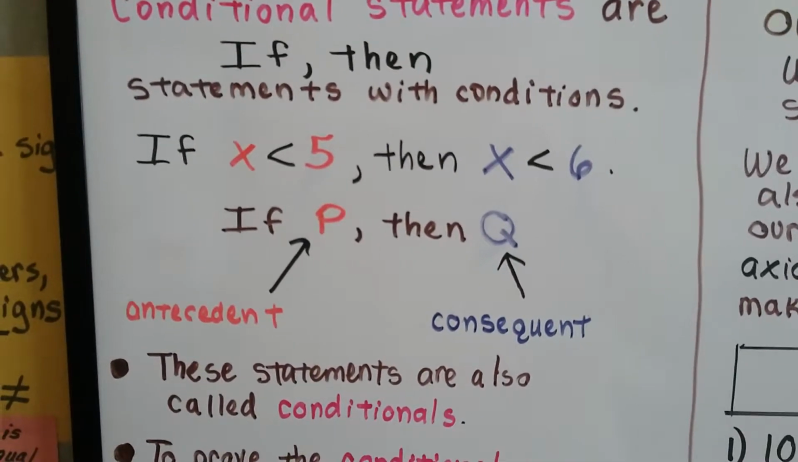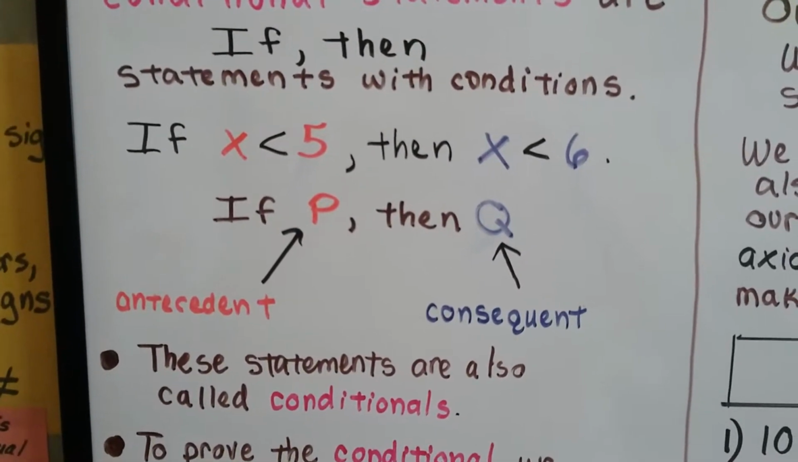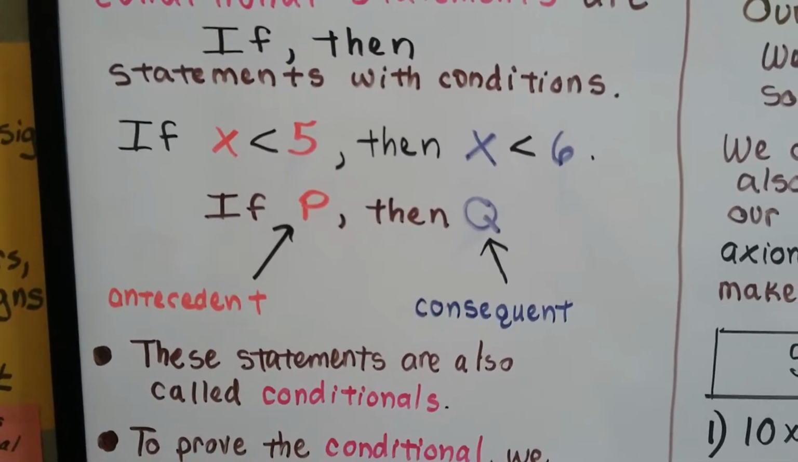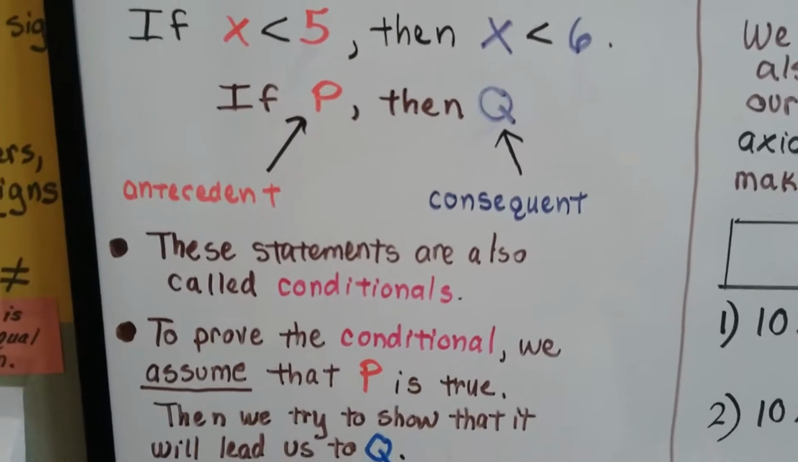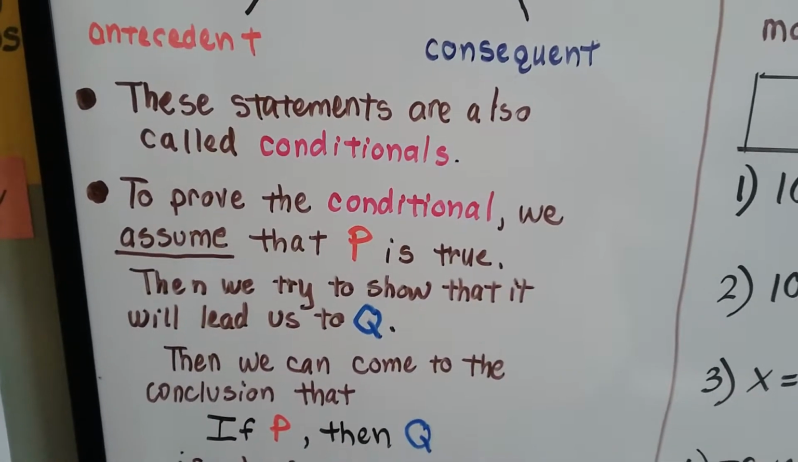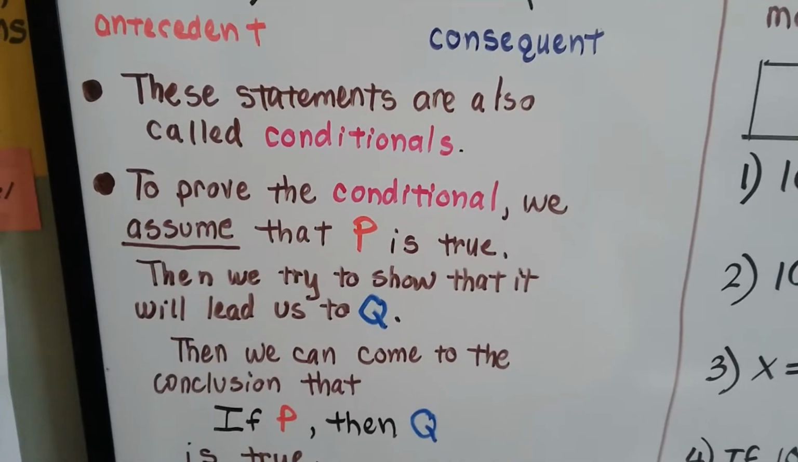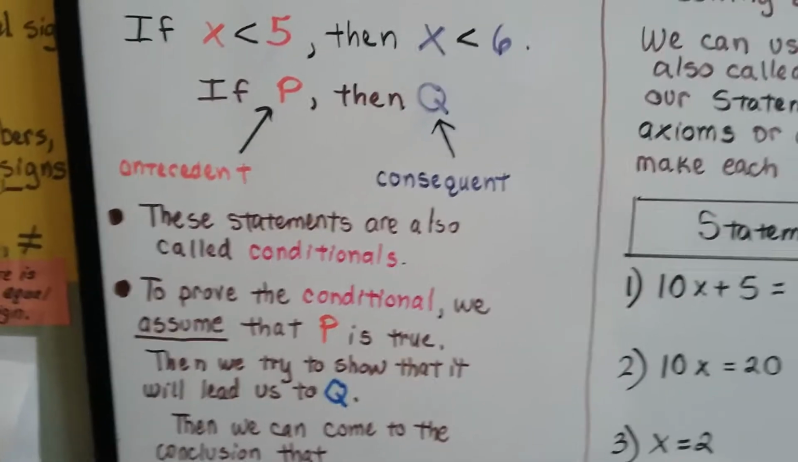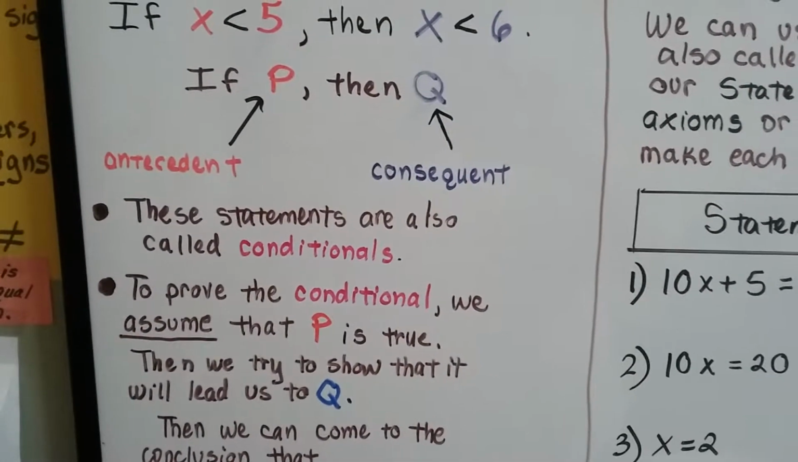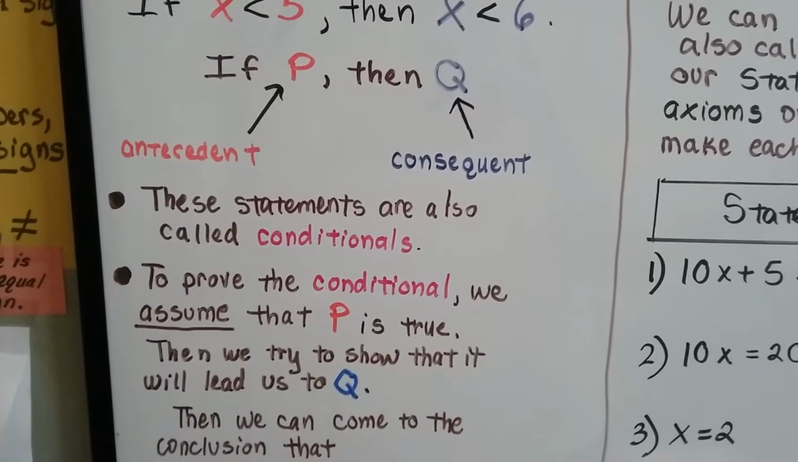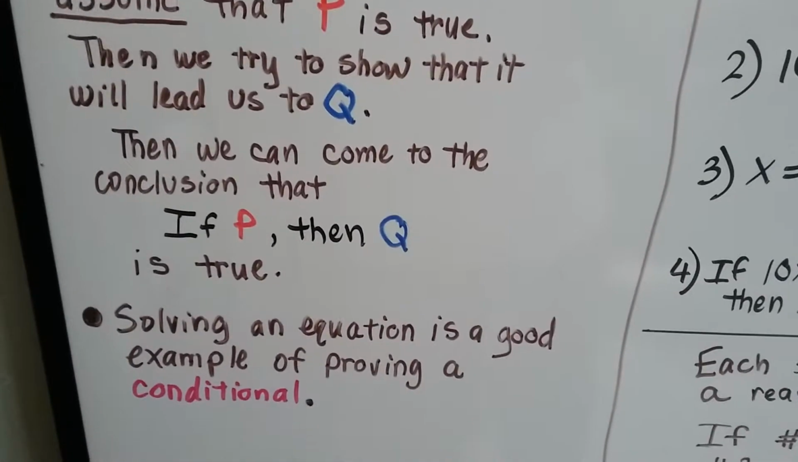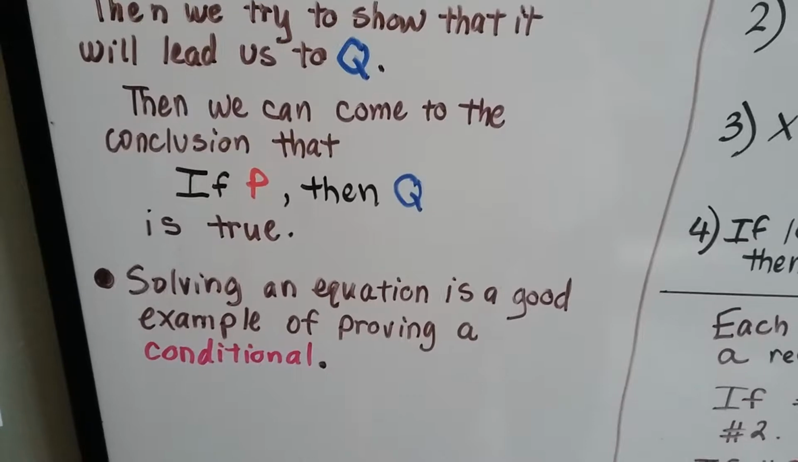And if p, then q. The p is called the antecedent, and the q is called the consequent, like consequences. These statements are also called conditionals. Now, to prove the conditional, we assume that the p part is true. We assume that this part is true, and then we try to show that it'll lead us to the q, to the consequent. Then we can come to the conclusion that if p, then q is true.